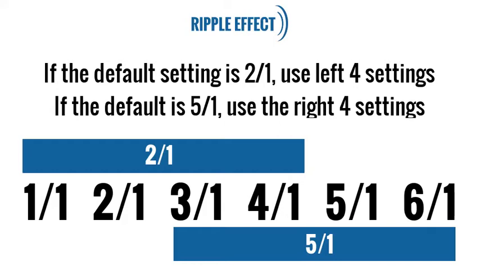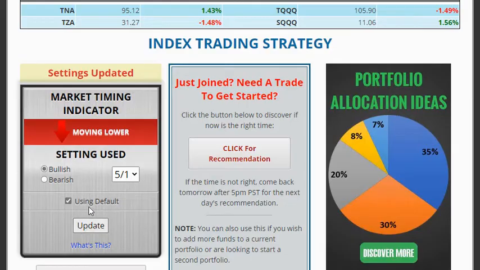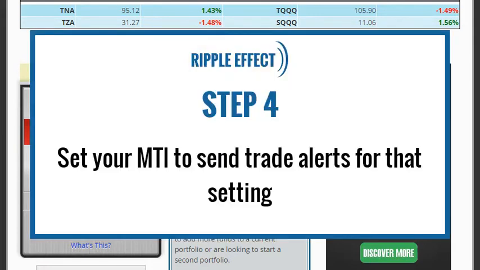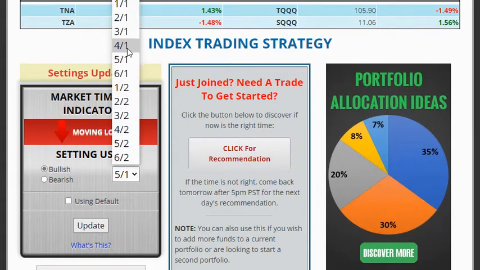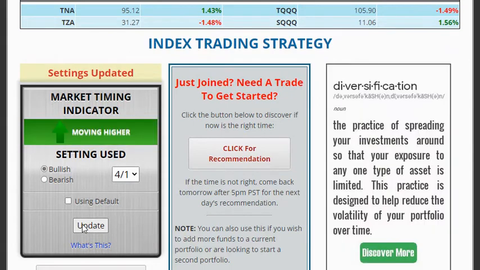But for now, step 3 here is now you know which 4 settings that you're going to be using. And so on the settings monitor page, we saw already that 3-1 is getting close. So let's say 3-1 triggers. So that brings us to step 4, because now we're going to start trading the 4-1. So we would come back to our market timing indicator here. We would remove the using default, and we would set this for 4-1. And then we would hit update.